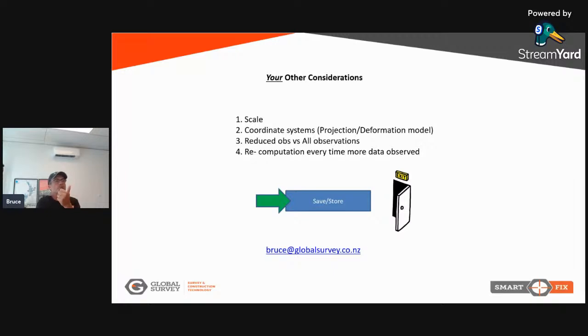Are we going to use reduced observations or all observations? So are we going to put in every single observation we do, or are we going to reduce each set by itself and load those into the process? And are you going to recompute it every time more data is used? You may say, well, I did the survey 6 months ago and I'm feeling pretty comfortable. There's not been much change in the control, and therefore I'm going to go back and run an adjustment like I showed at the start with 4 control marks, 2 new marks, and I'm feeling very comfortable with that.